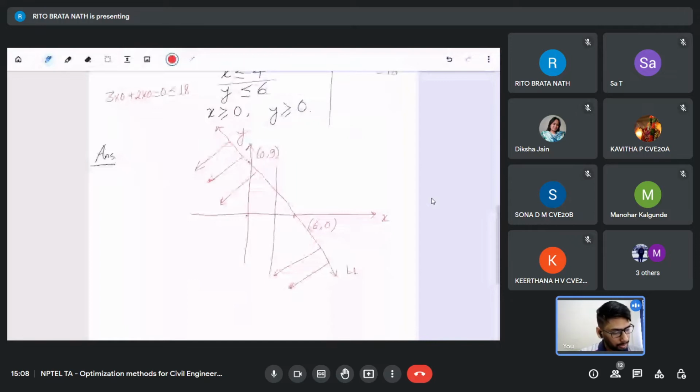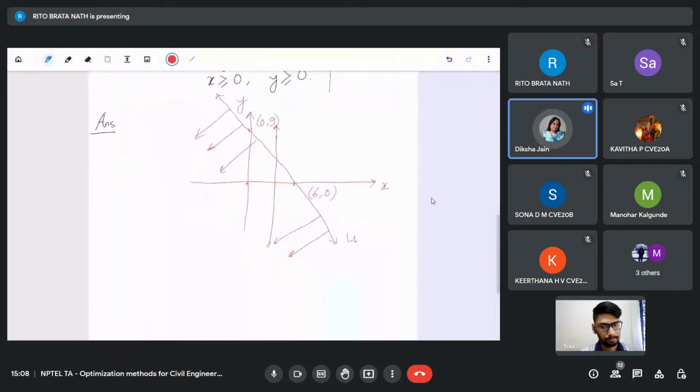And for this, can you tell me where will the feasible region be? In which side? Anyone? I think it's too simple. That's why you're not answering. Yeah, yeah, that is. Yes, yes. So that is also true.